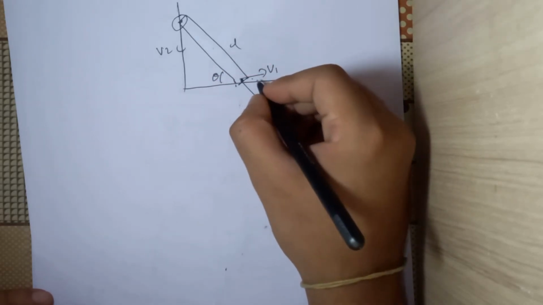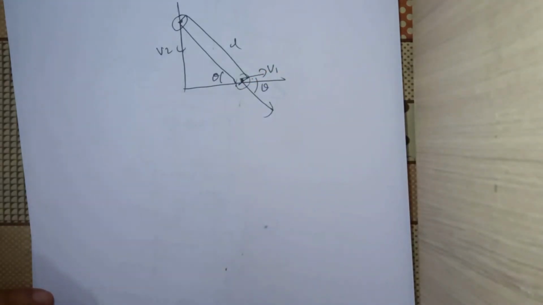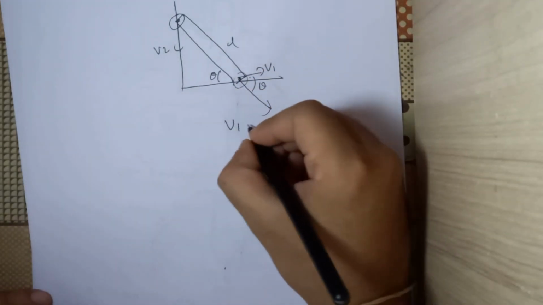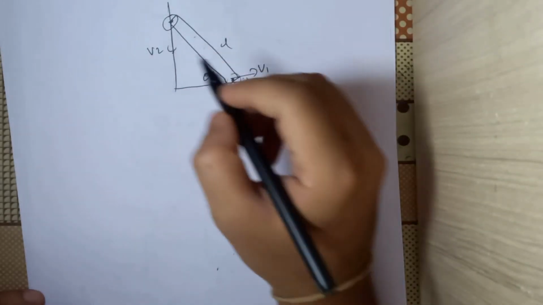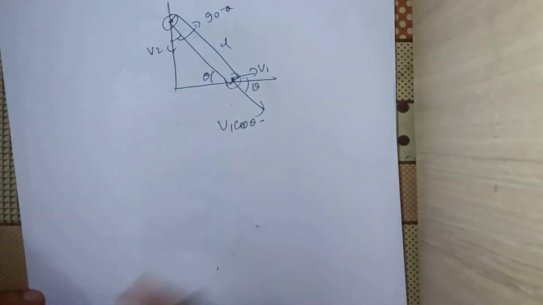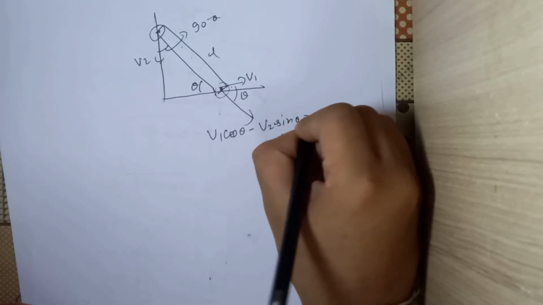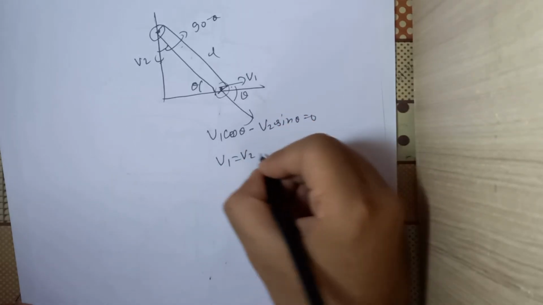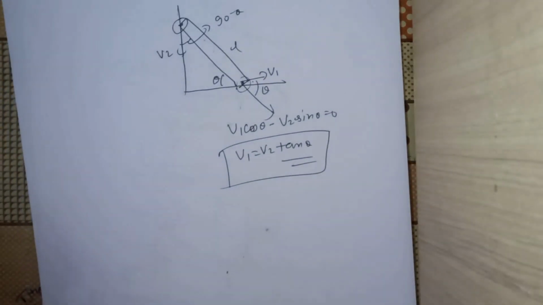If this is theta, this will also be theta. So this end is increasing the length of the rod by v1 cos theta, and this end is decreasing it by, this is 90 minus theta, so v2 cos(90 minus theta), which is sin theta. So v1 cos theta minus v2 sin theta should be equal to 0. So you can write v1 is equal to v2 tan theta. So that's how you can develop constraint relations for other bodies also.